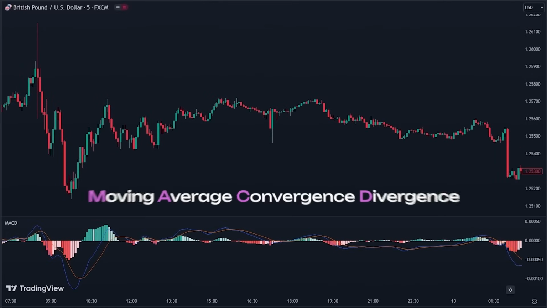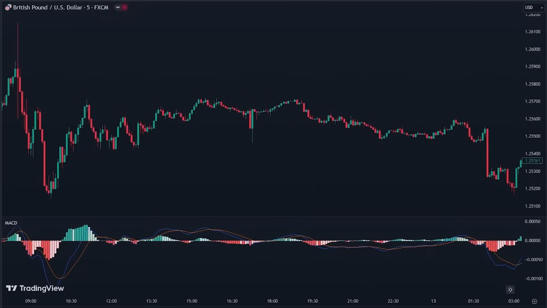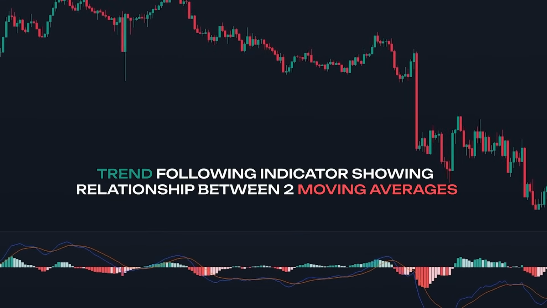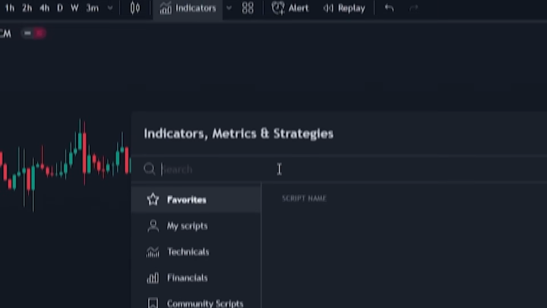The MACD or Moving Average Convergence Divergence is a straightforward tool used by traders. It helps to spot trends by showing how two moving averages interact with each other. Let's begin by applying it to our chart. Head to the indicator section, type in MACD, and select the top option.